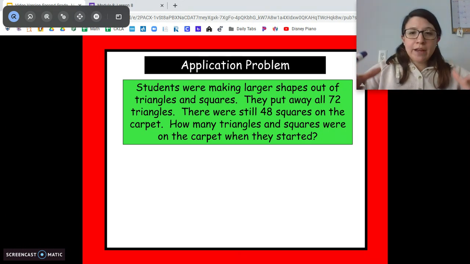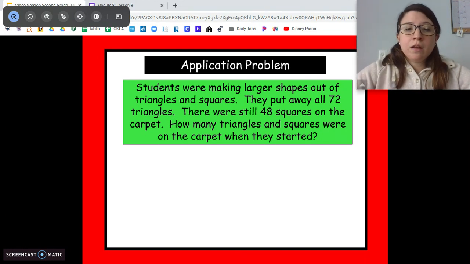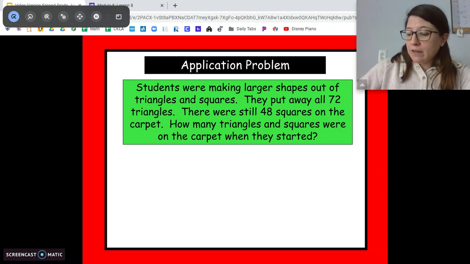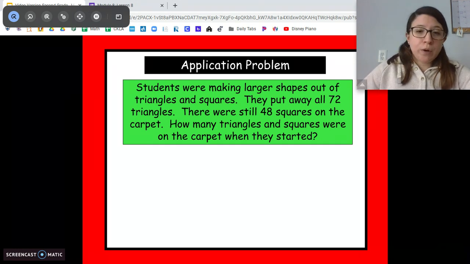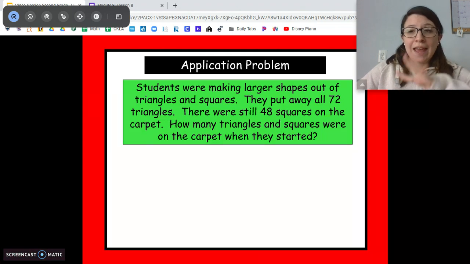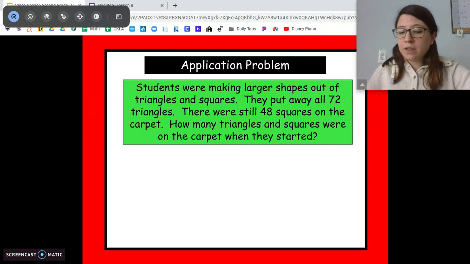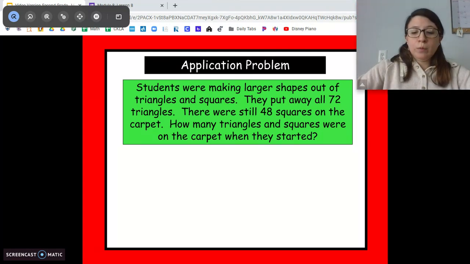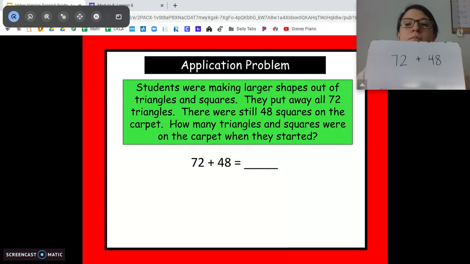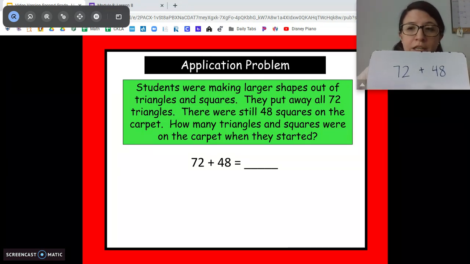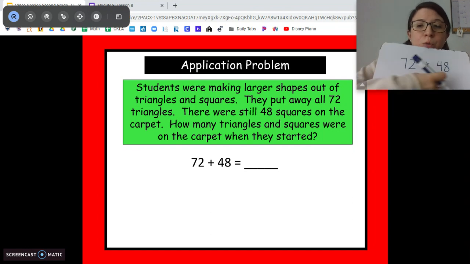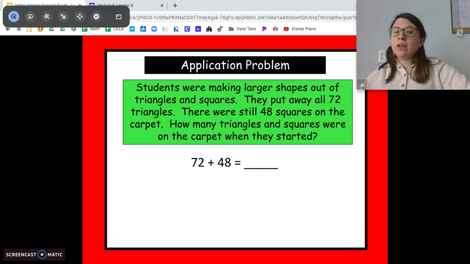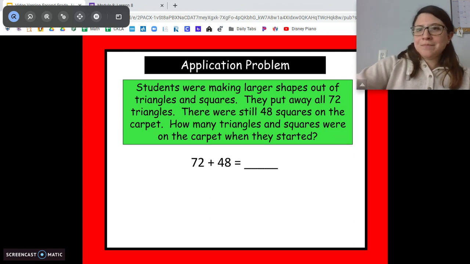So, they're making shapes out of triangles and squares. We have triangles and squares all over the carpet. They put away the 72 triangles, so the triangles are gone, but they put away 72 of them. So I'm going to write that number down. There are still 48 squares on the carpet, so they still needed to pick up those 48 squares. What we want to know is how many they had all together when they started. The words all together were on the carpet when they started. All together means that we are going to add. All right? So use whatever strategy works for you. I would like you to add your 2 parts to come up with your whole to figure out how many triangles and squares were on the carpet when they started.